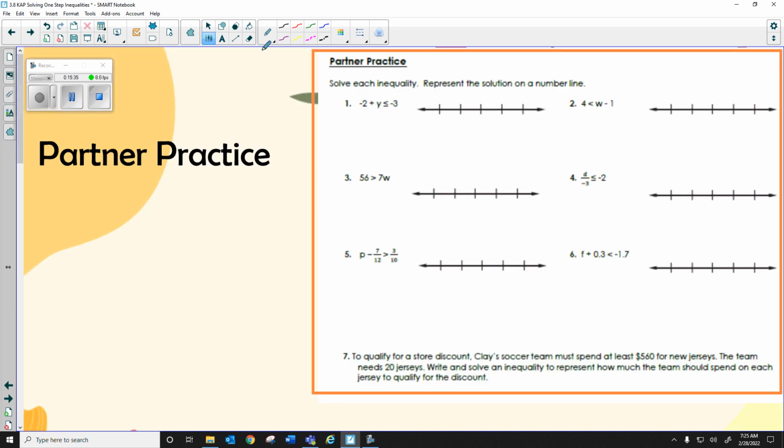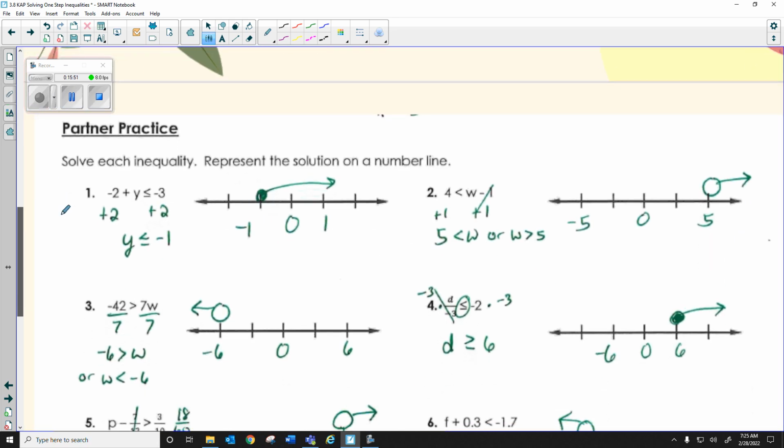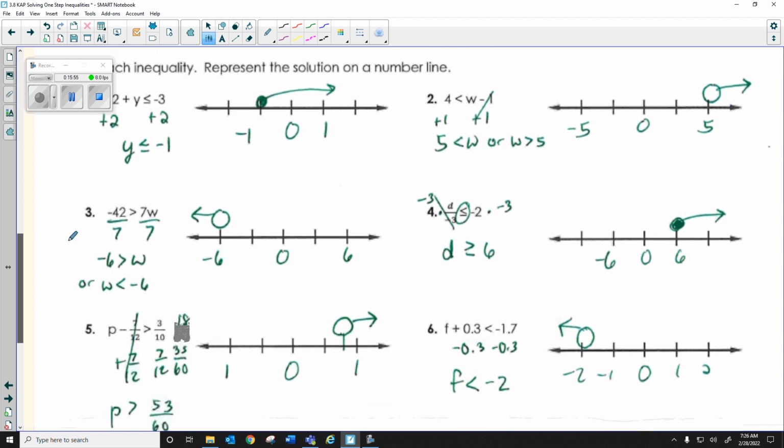Alrighty, so what you're going to do now is do the partner practice. Maybe try it on your own and then check with your partner, and then we'll come back together and check this. So pause and play. All right, here is that key. Again, pause as you're needed. I'm just scrolling sort of quickly. Pause as you need.